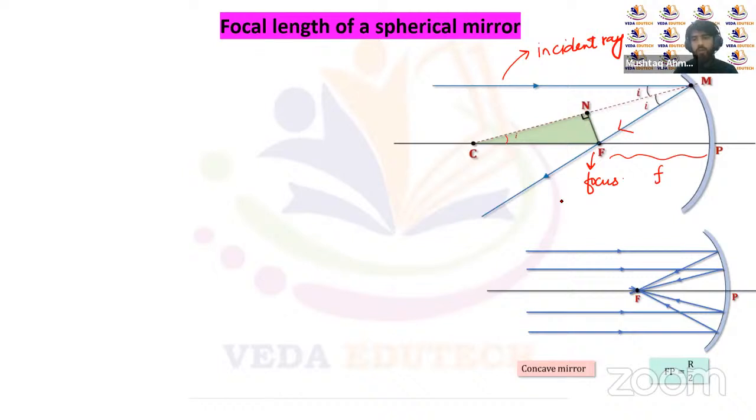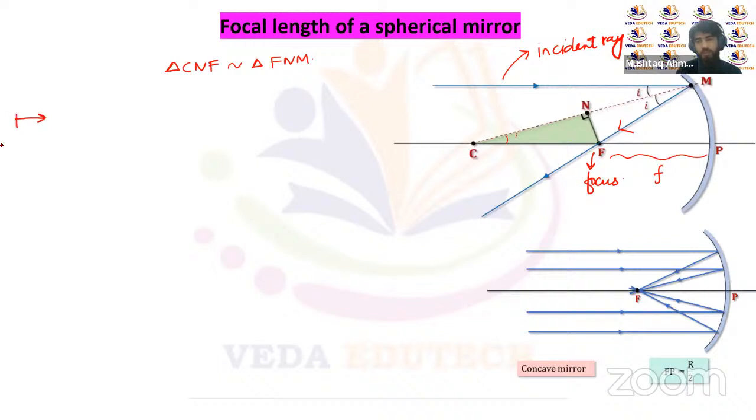Now we can see there are two triangles. One is triangle CNF, and another is triangle FNM. Both these triangles are similar to each other. So these are the two triangles which are similar to each other.